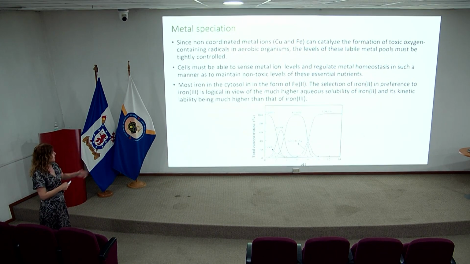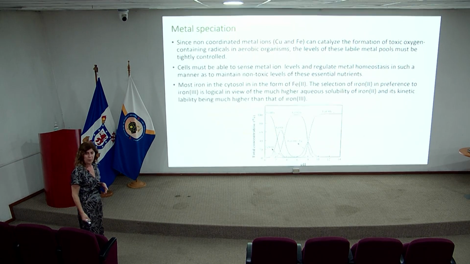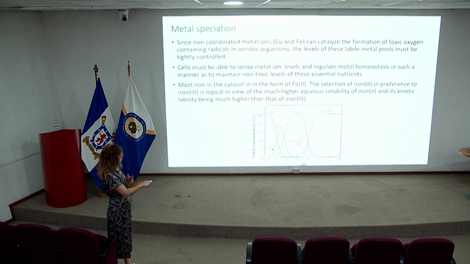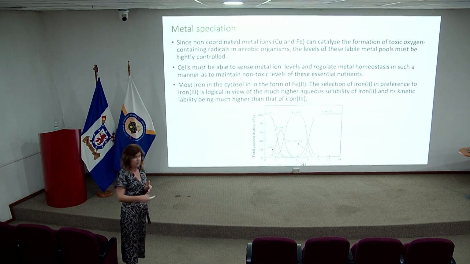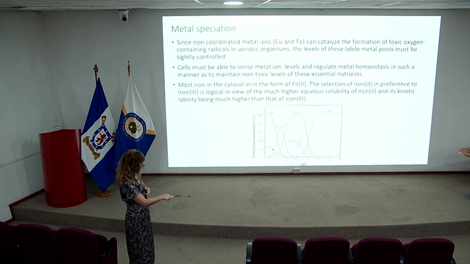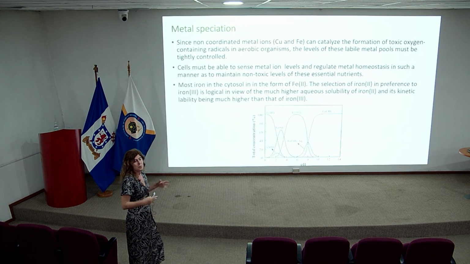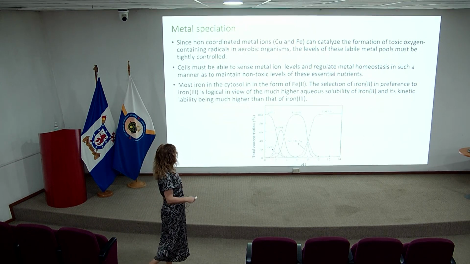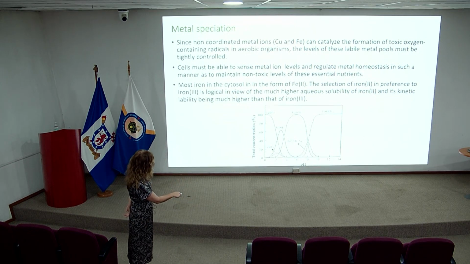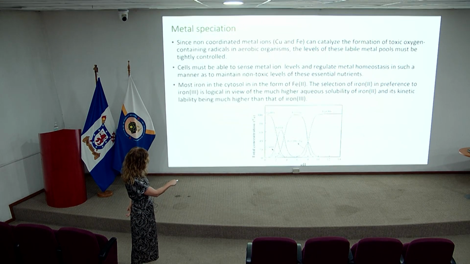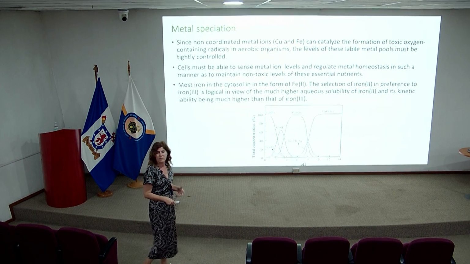So for instance, here I show you a speciation diagram of iron 3 in the presence of water in a different range of pHs. And you can see that the aqua species, what is considered free iron 3, is only important in the low pH range, up to pH 2, and then a lot of hydroxides form.